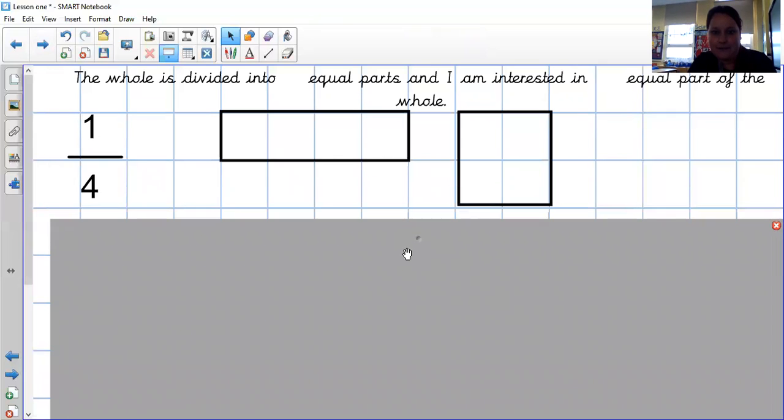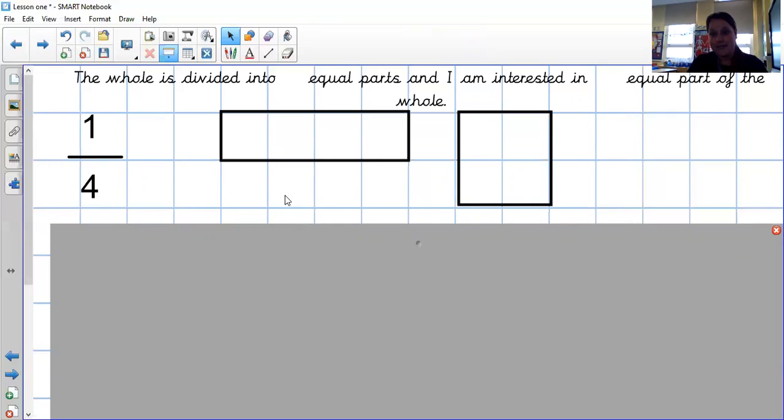Right then, let's see if you can have a go. So you might want to pause the video here, and I would like you to have a go at representing 1/4. So just remember to think about the denominator first. Our denominator tells us how many equal parts our whole is split into. So this time our whole is split into 4 equal parts, and I am interested in 1 equal part of the whole. So if you can, hopefully you've got a ruler at home. Can you draw in your book a bar model to show 1/4?